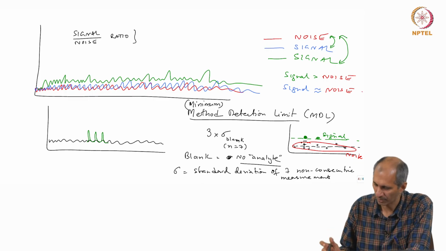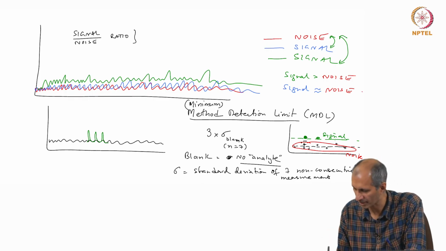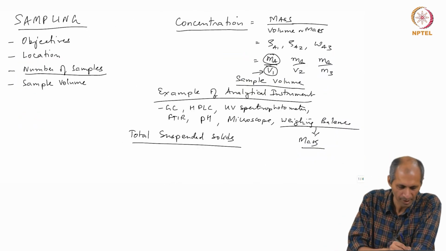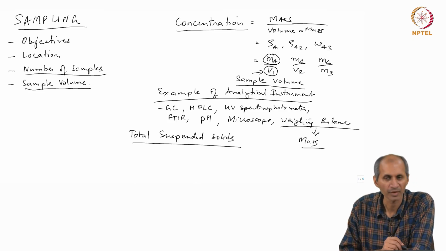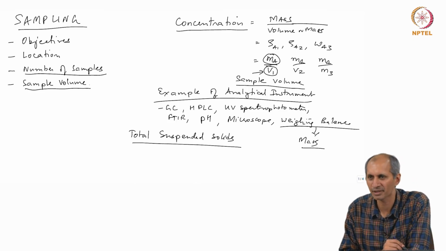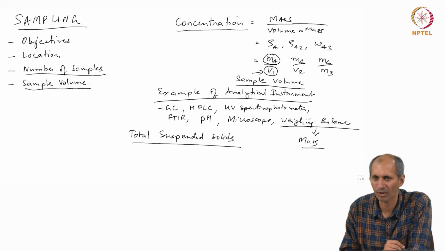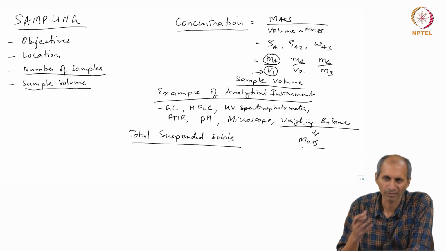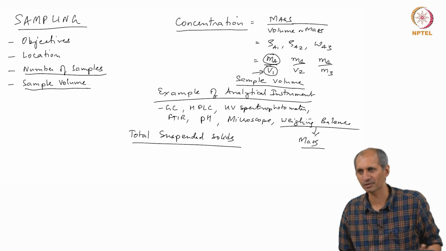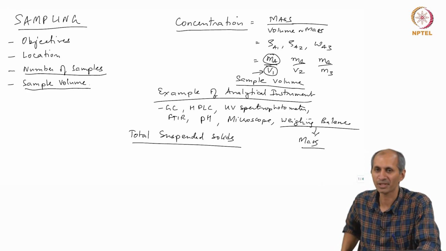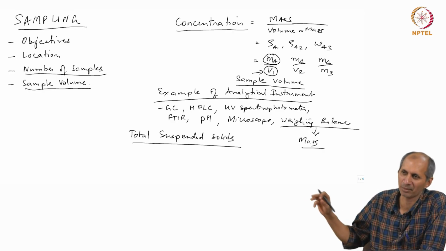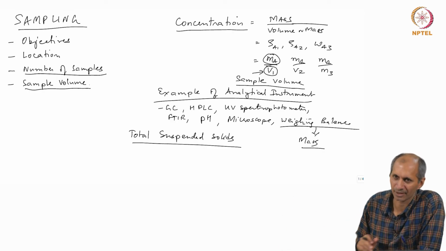So, we have 2 things we have summarized here. If we go back to our original thing, the sample volume is based on the method detection limit of your measurement. How much volume you need to take depends first of all on what instrument you are using. So, the instrument selection has to come up front at this point.